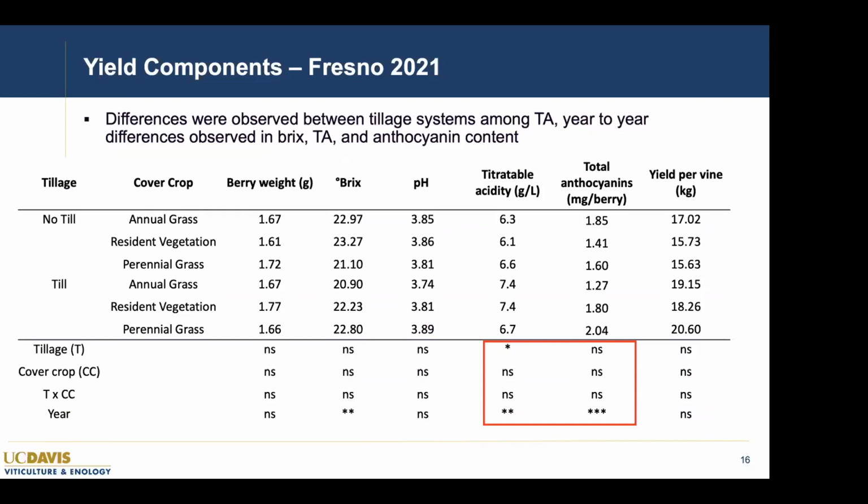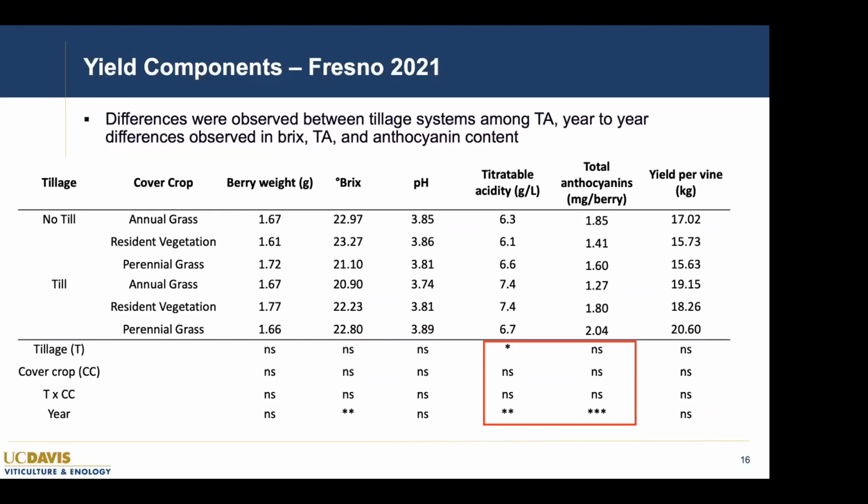We did, however, see some differences in 2021 among TA, anthocyanins, and degrees Brix, where there was a year-to-year difference among all three of these, and then an effect of tillage on titratable acidity. But the year-to-year difference can easily be attributed to just a function of harvest time, since this year we ended up harvesting the crop almost 4 weeks early. So the degrees Brix is just a reflection of that early harvest time.